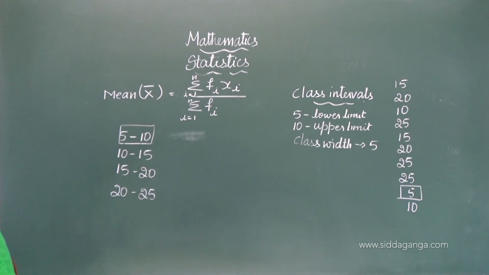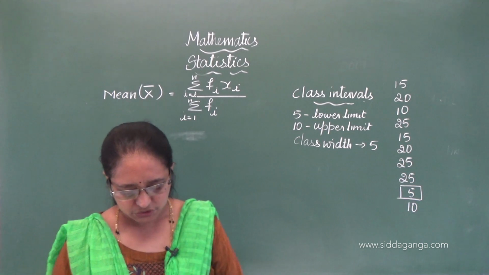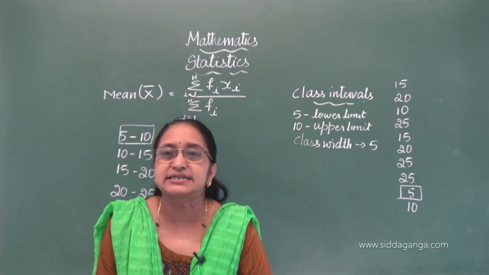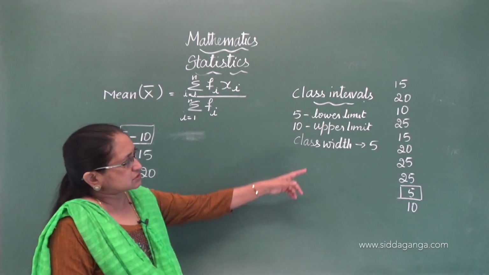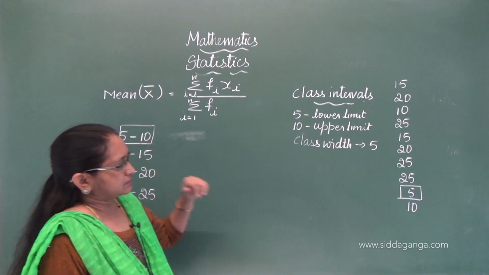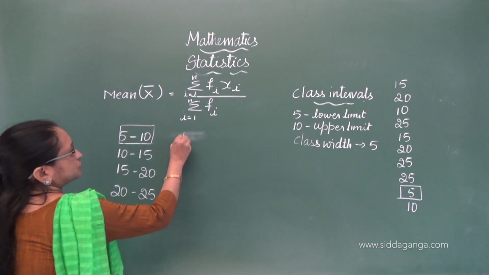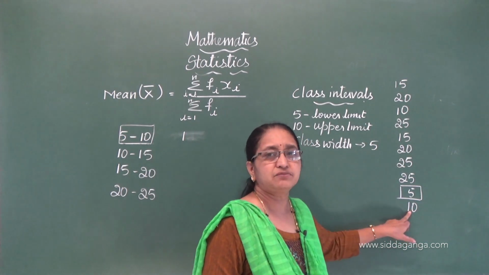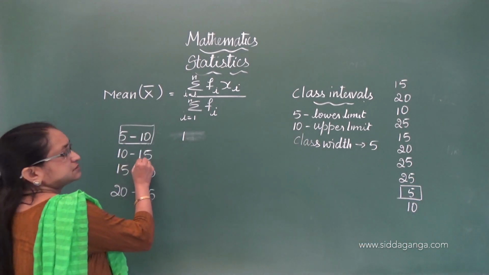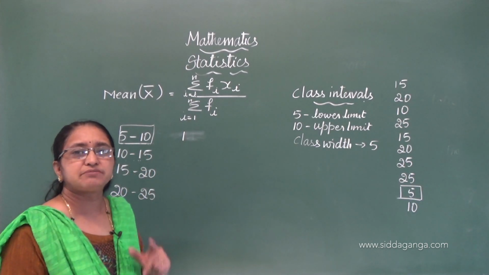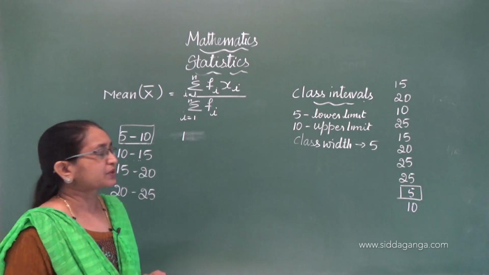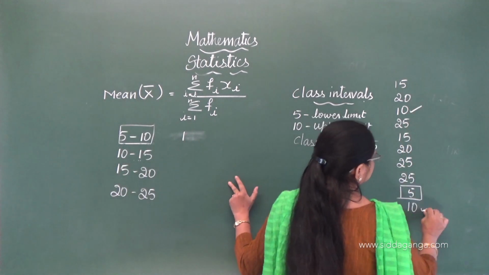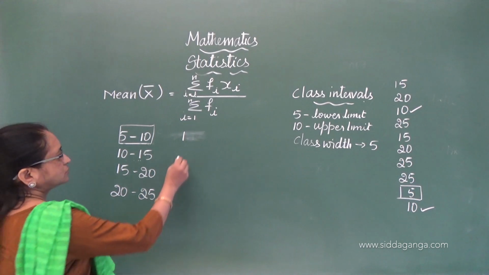Next, the students who are falling on any upper limit would be considered in the next class. As I just now told you, here 5 to 10, we can write only one student has scored 5 to 10, because the student who has scored 10 will fall in the next class interval. You should remember this. This is very important. Then 10 to 15: how many students? Only 2 students. So I can write 2.